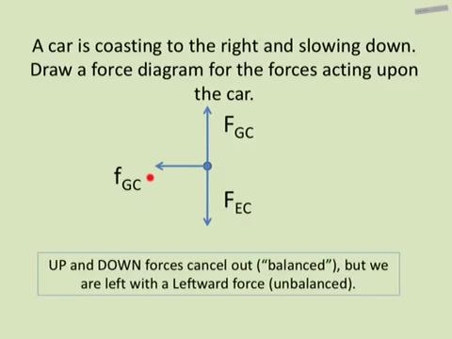And again, we draw friction with a lowercase f, and then it's the frictional force of the ground on the car. So the up and down forces cancel out, so we're balanced vertically, but we are left with this leftward force over here. There's nothing to balance out this force, so we're unbalanced horizontally. So this is overall an unbalanced force diagram, which means it's accelerating. And again, you can accelerate by speeding up, slowing down, or changing directions.